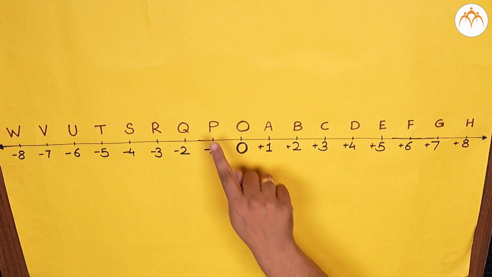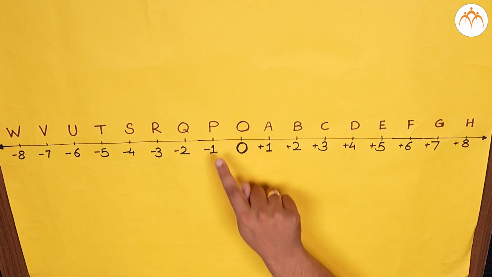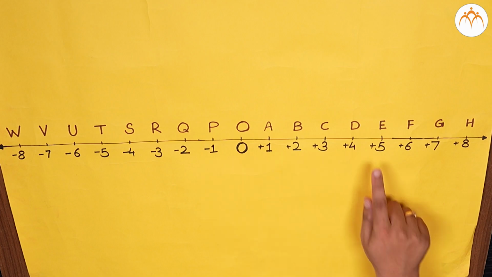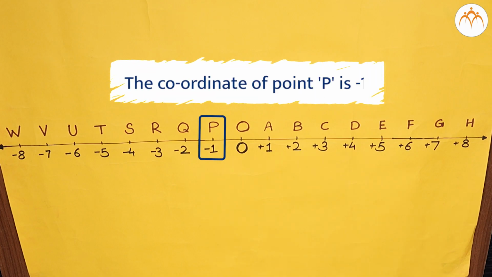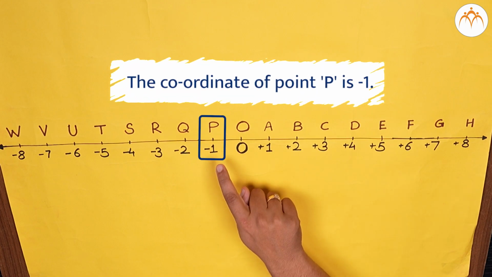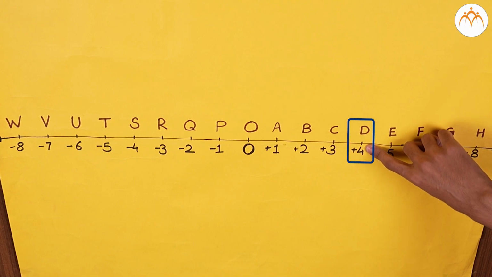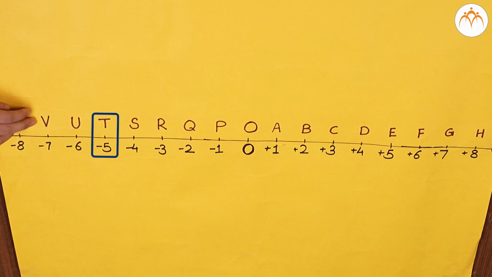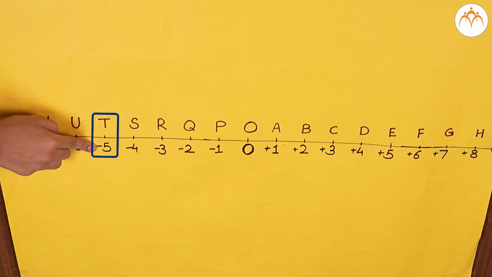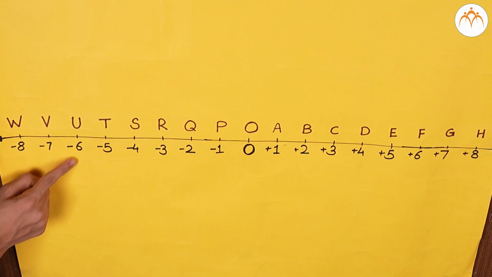Now, the point P represents the number -1 on the number line. Hence, the coordinate of point P is -1. Now, tell me the coordinates of point D, T and U. The coordinate of point D is 4. Correct. Yes, you tell me. The coordinate of point T is -5. Correct. And? The coordinate of point U is -6.